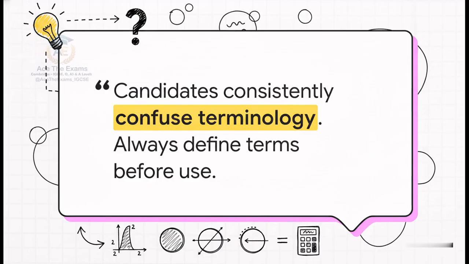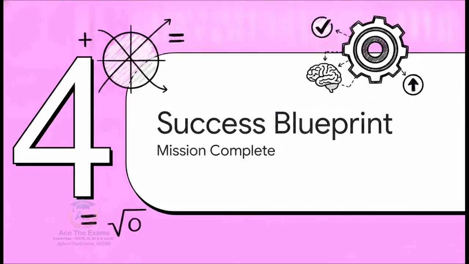If you force yourself to run this DISC protocol at the very end of every single intersection question, I guarantee you will consistently secure those contextual terminology marks. It's foolproof. We are entering Section 4, the final success blueprint. Mission complete. When you finally combine precise academic definitions, rigorous procedural execution, and crystal clear causal relationships, you are demonstrating the ultimate top-tier cross-topic integration that Cambridge rewards.